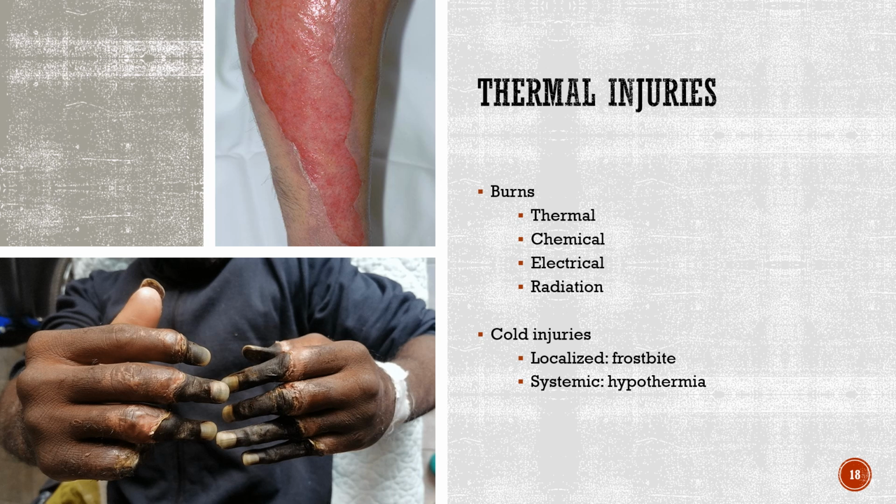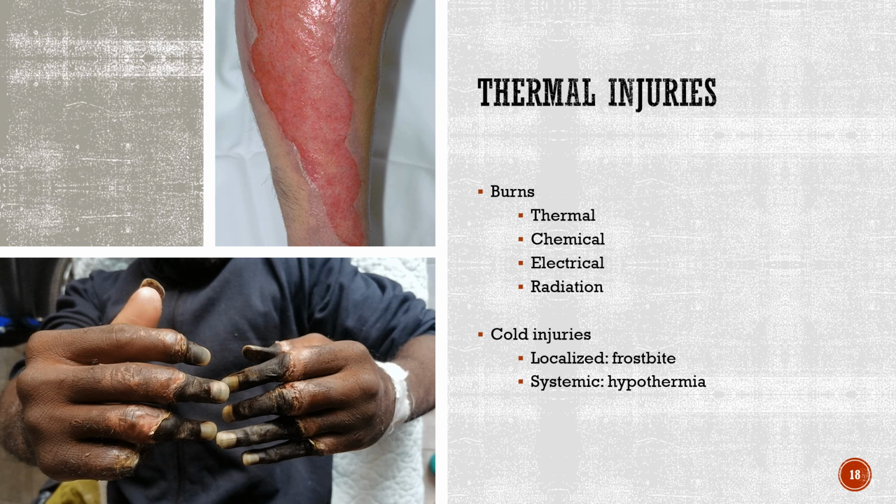Thermal injuries include burns and cold injuries. Cold injuries are caused by overexposure to cold air or water and can result in localized injuries such as frostbite or systemic injuries such as hypothermia. Frostbite is tissue damage, gangrene, and potential amputation if untreated. Hypothermia is a serious medical emergency where the core body temperature drops dangerously low, affecting organ systems, especially the central nervous system and cardiovascular system.